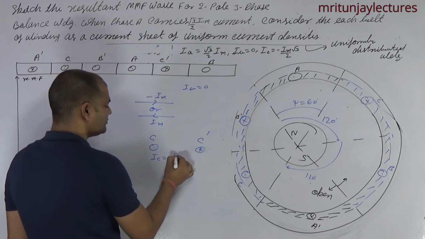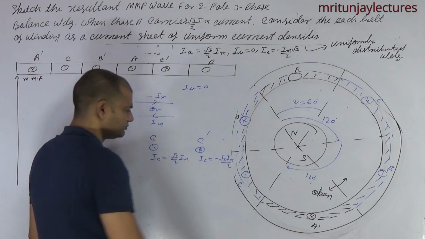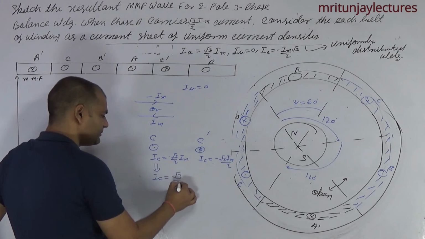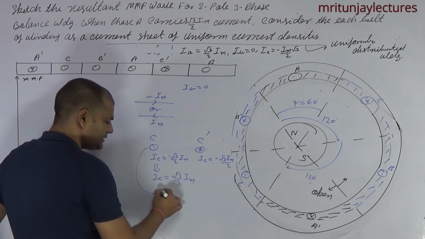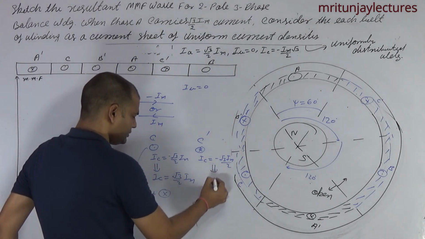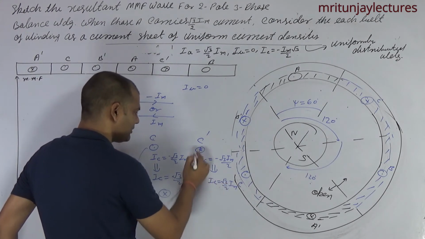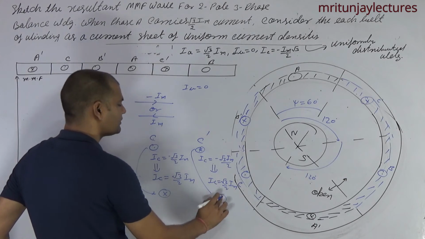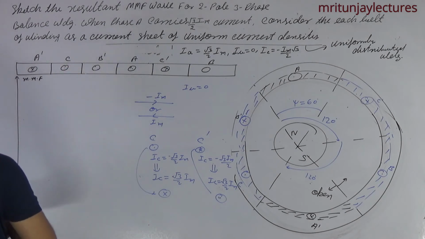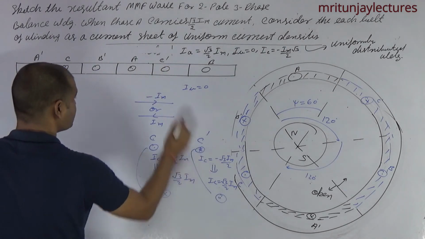Ic equals minus root 3 by 2 into Im. You can also write it as root 3 by 2 Im, which means the polarity changes, the direction of current changes. If dot, this is cross, so it is also changed. This is dot. Okay, in this representation Ic is cross and Ic dash is dot. Clear?